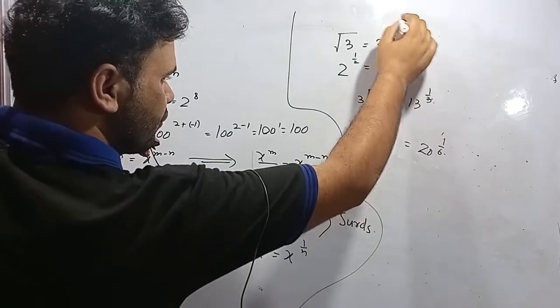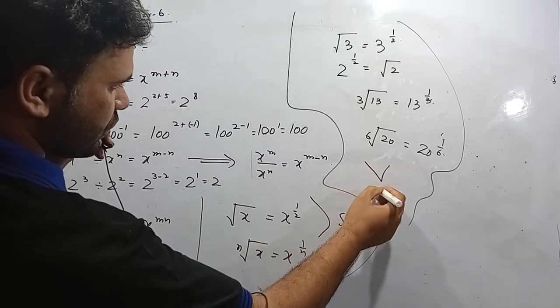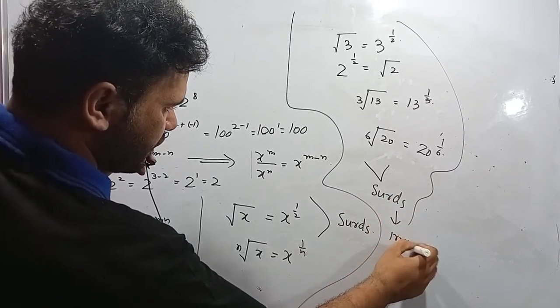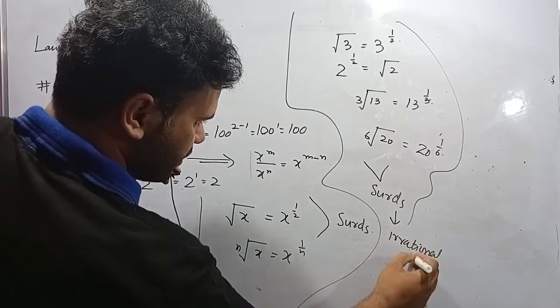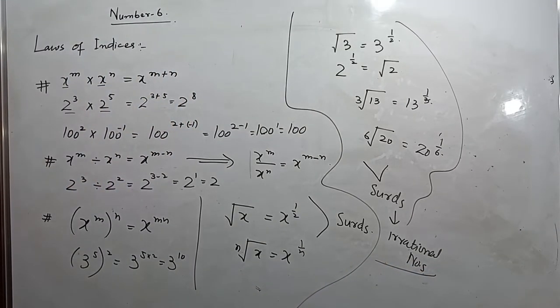This is actually the fractional power. When we have these fractional powers, we can say these are called the surds, and the surds are always irrational numbers. And these things you will learn in the coming chapters.